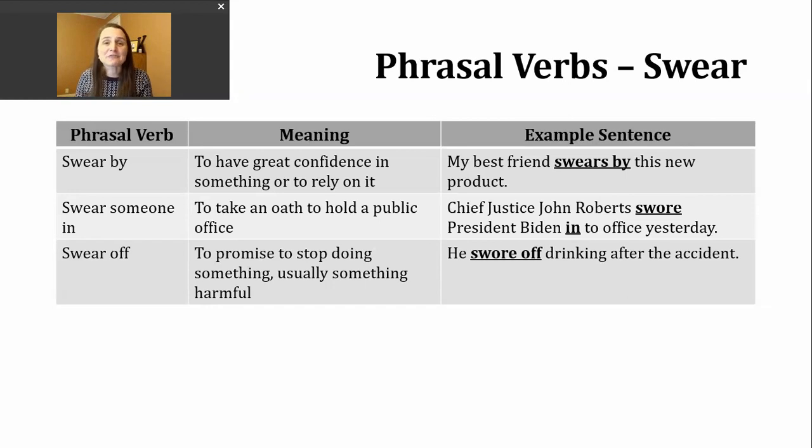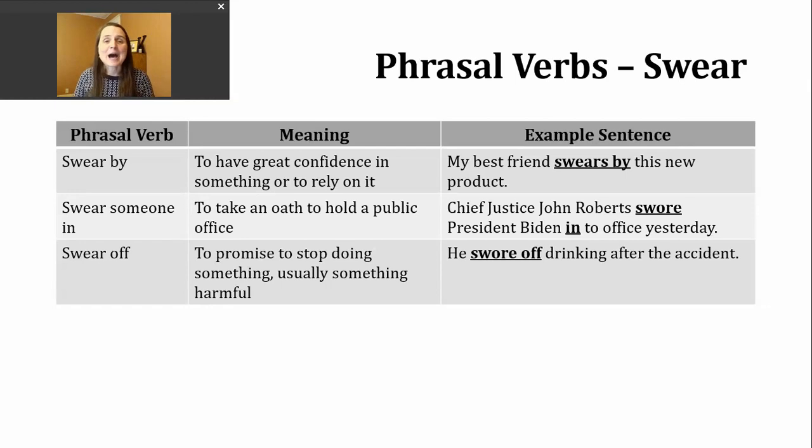The second phrasal verb is likely something you have heard a great deal if you are living in the United States now or are following the events in the United States this week. To swear someone in means that someone is taking an oath to hold a public office. This happened just yesterday, and that's going to be in our example sentence. Chief Justice John Roberts swore President Biden into office yesterday.